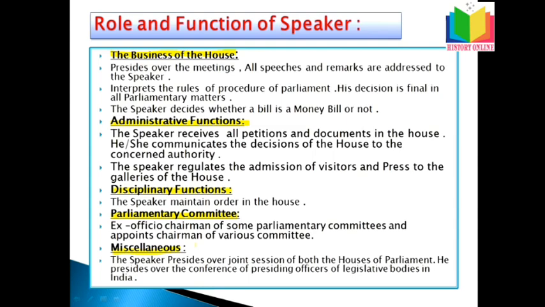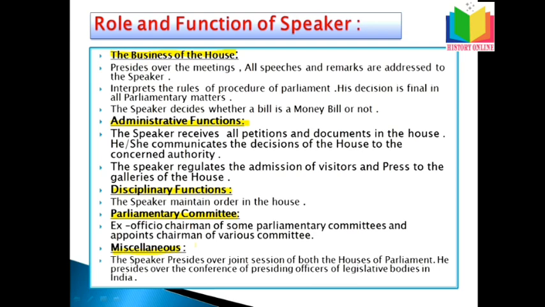The speaker presides over the meetings of the house. All speeches and remarks are addressed to the speaker. He allows time for discussion. That means no member of Lok Sabha can communicate with another member directly. So every member of Lok Sabha needs to communicate with the other members or ministers through the speaker.